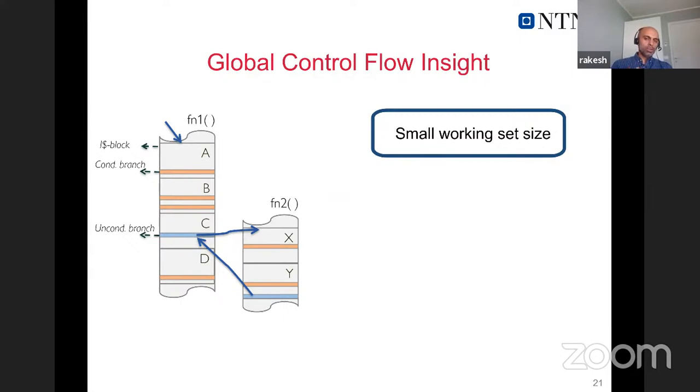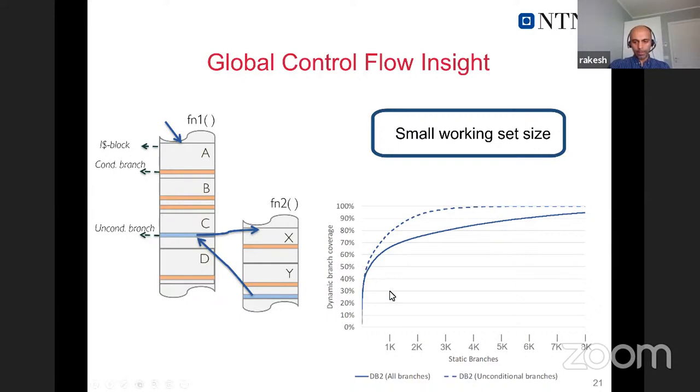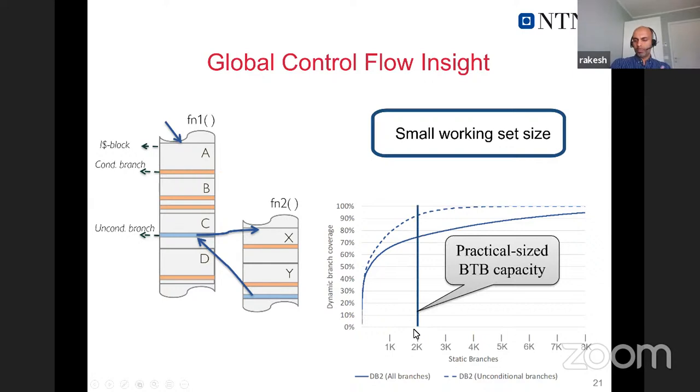Now, if we look at global control flow in a little bit more detail, we realize that its working set size is small because there are more conditional branches, more branches that keep the execution within a function rather than calls and returns. And if we quantify it, these are the results for one of the workloads where Boomerang was not performing well. The dotted line is if we look only at unconditional branches, which compose global control flow, and the solid line corresponds to all branches. If we look at the hottest 2K branches, which is the capacity of a practical size BTB, we can cover 93% of all dynamically executed unconditional branches. Whereas if we look at overall control flow, global plus local, we are covering only 75%.